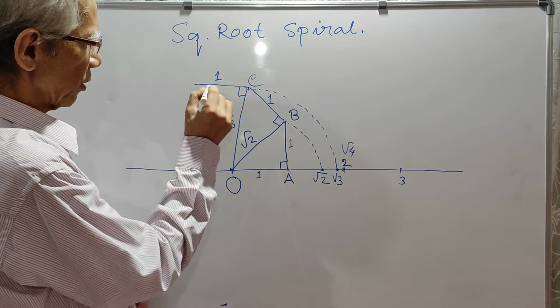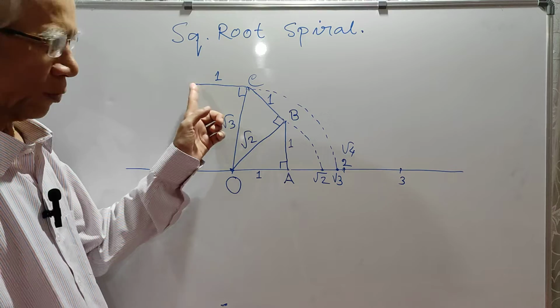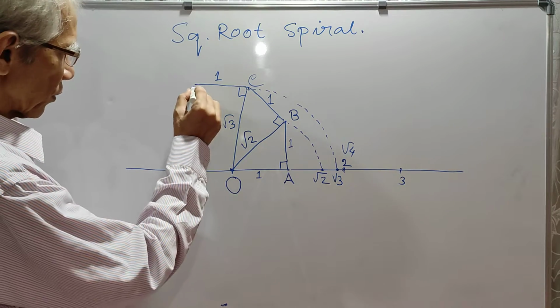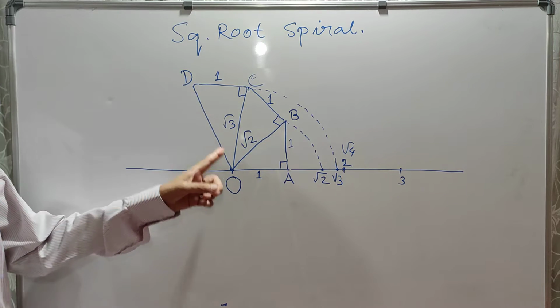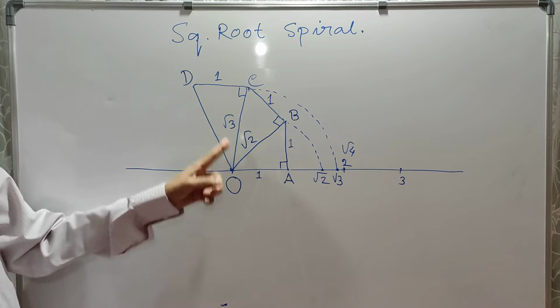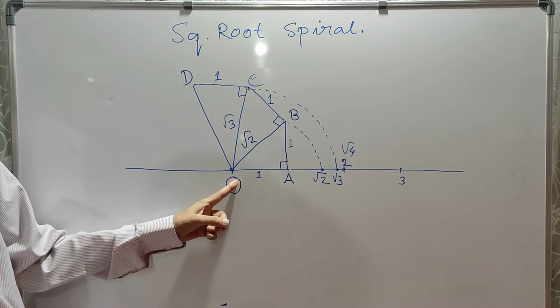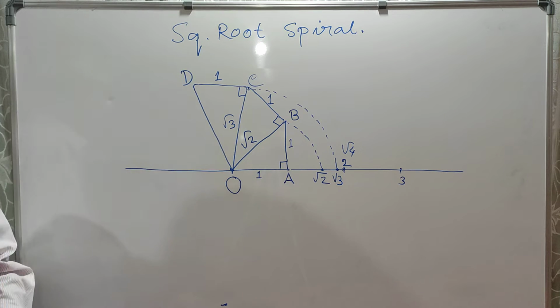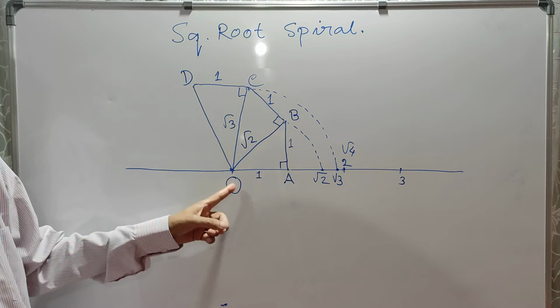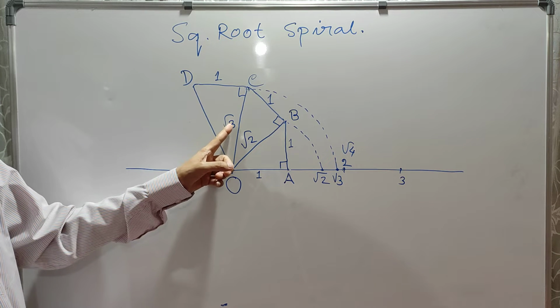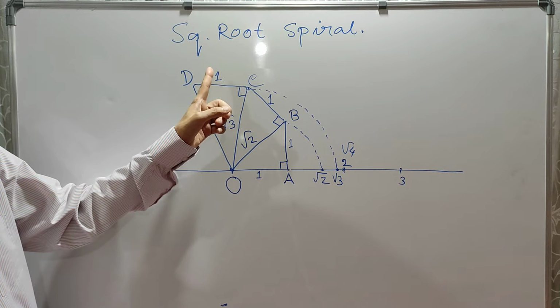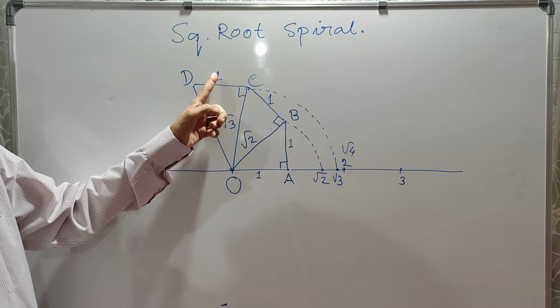So remember, this length is always 1 unit, 1 unit, 1 unit, 1 unit. Again we join this to get a hypotenuse. Suppose this is D. So OD is the hypotenuse of this right angle triangle ODC. Now again, by using Pythagoras theorem, we can find the length of OD. So OD will be square root of this square plus this square. That means this square is 3, this square is 1, 3 plus 1, 4.